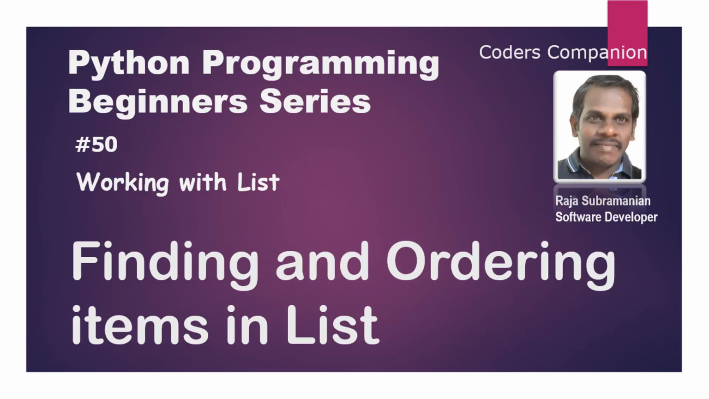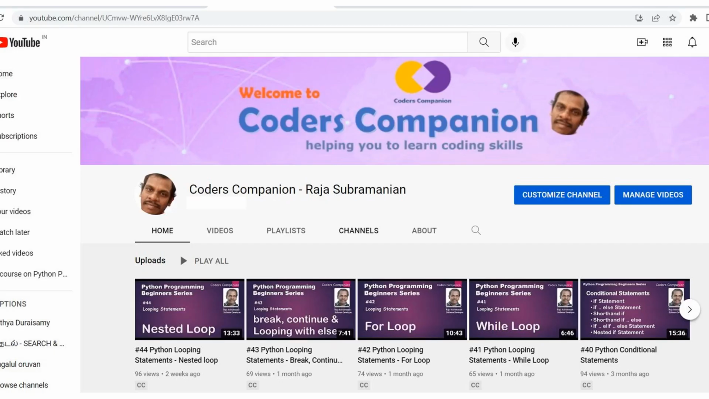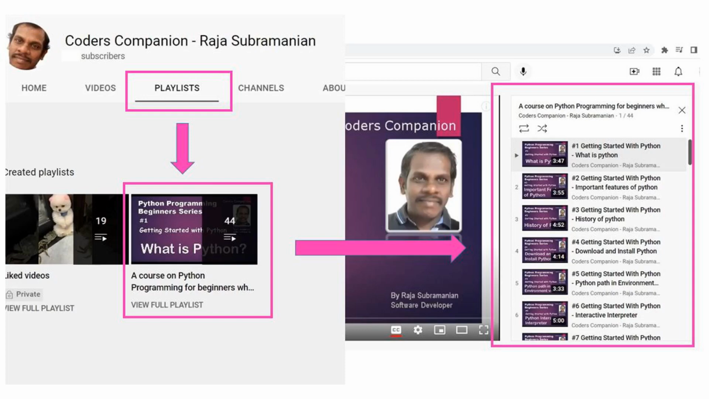Welcome to Coder's Companion. The topic that I am going to cover in this video is finding and ordering items in list. This is a series of video on Python programming for beginners, and for more videos you can visit my channel Coder's Companion or click on my playlist links.